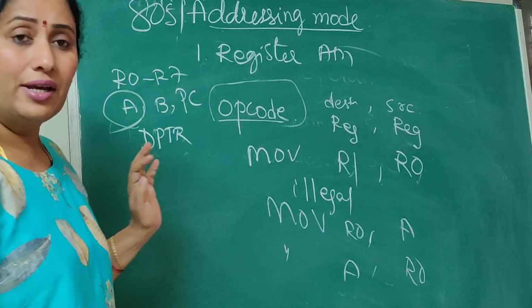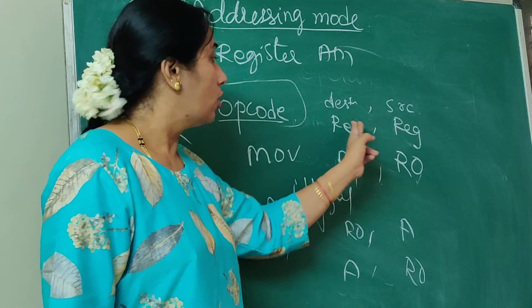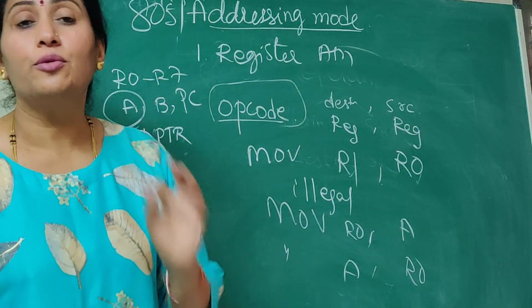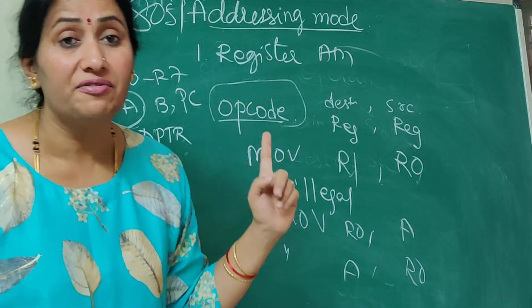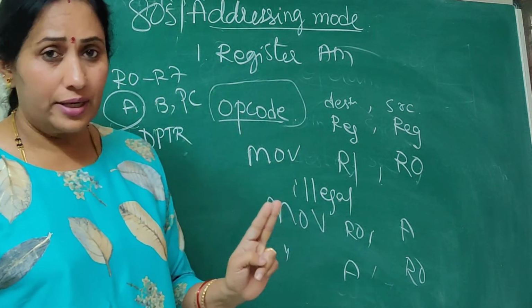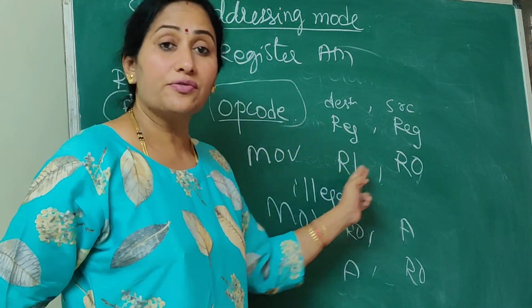Like this you can have any instruction. So either in the place of the source operand or in the place of the destination operand, you should have the accumulator. This is the first limitation of the register addressing mode. The second limitation is the size of the two registers.